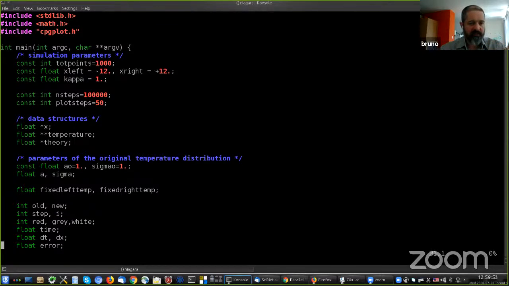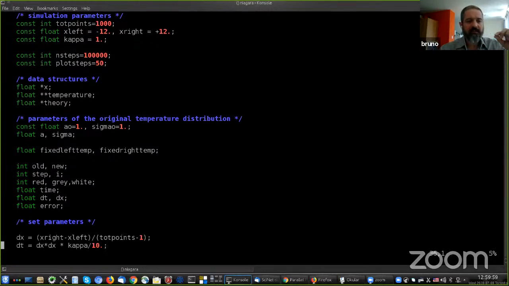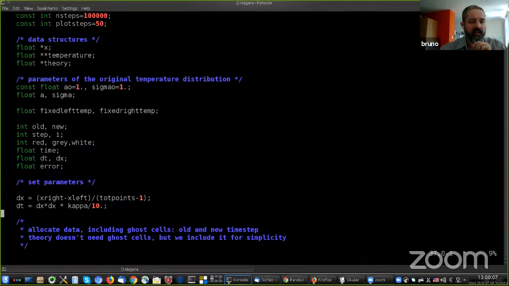Don't worry about the red, gray, white. It's just to show the solution, the graphics. Time represents time. DT is the time step. DX is the space step, or the spacing between the grid points. And they are computed like this, right? So you have X right minus X left over the total number of points minus one.